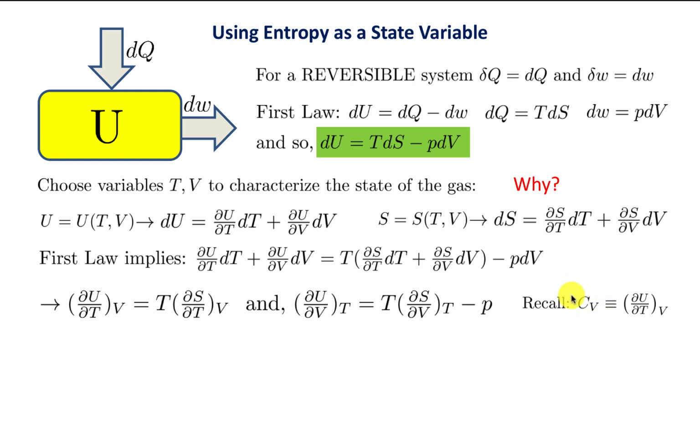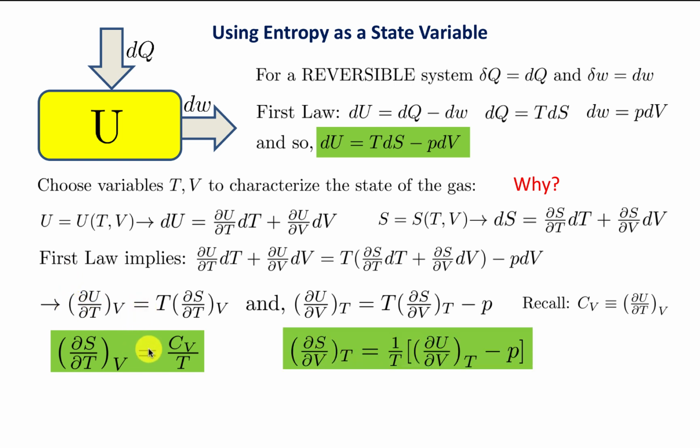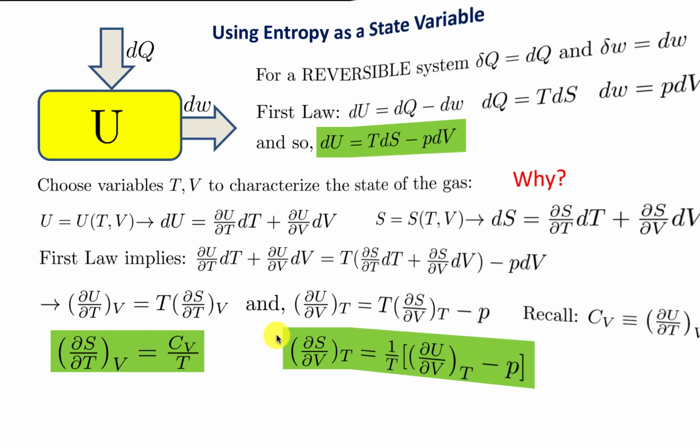Remember that the specific heat at constant volume, or the heat capacity, is how much the internal energy changes when you change the temperature at constant volume. That means that this first relationship over here becomes dS by dT is equal to Cv over T. So then this relation over here becomes this, and this obviously is then simply this. Just take T on the other side. These are formal relations, but very important in applications.